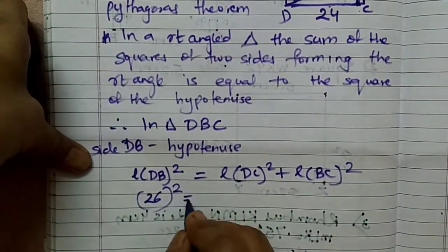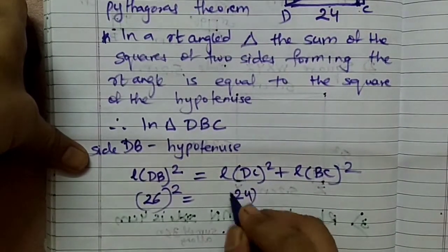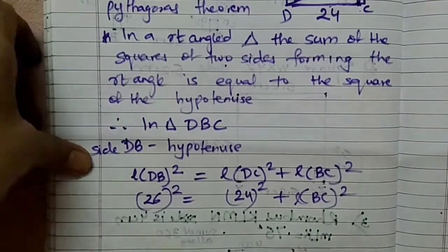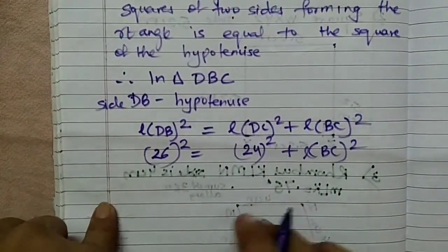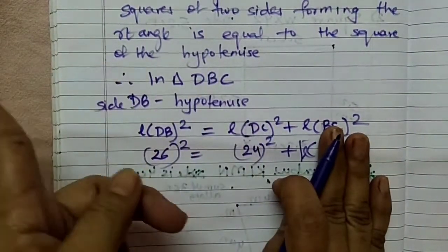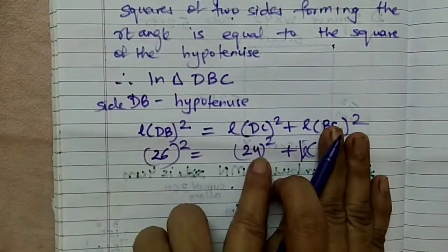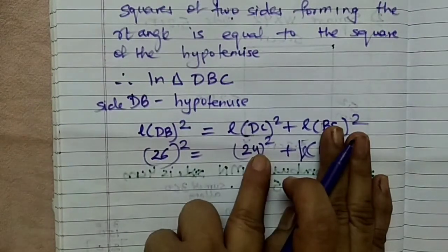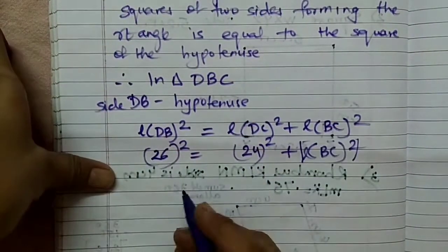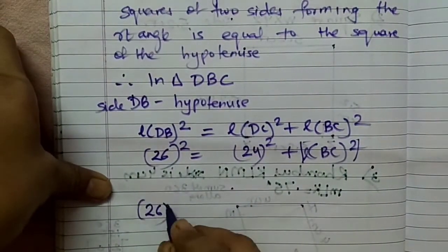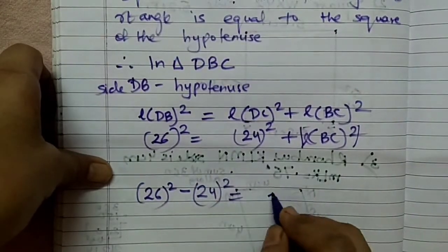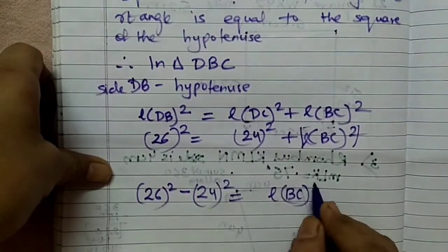So 26 square is equal to DC is 24, 24 square plus BC, we don't know, BC square. So let us keep this BC here only and we will shift this 24 square to the other side. Now what will happen? As there is a plus sign between this, when this goes over here, it will become a minus sign. So we will get 26 square minus 24 square is equal to length of BC square.